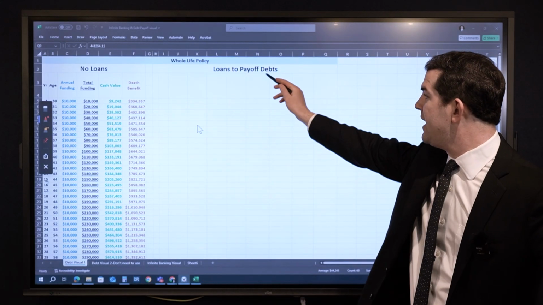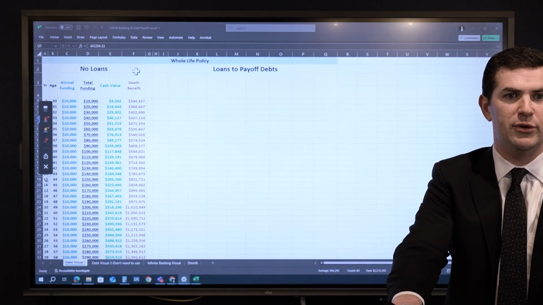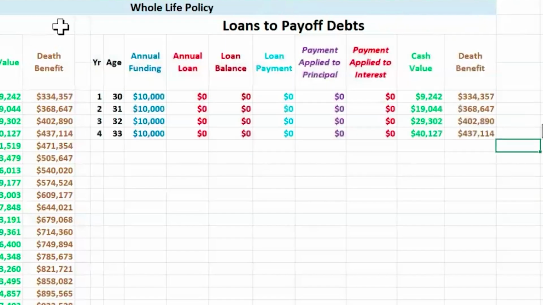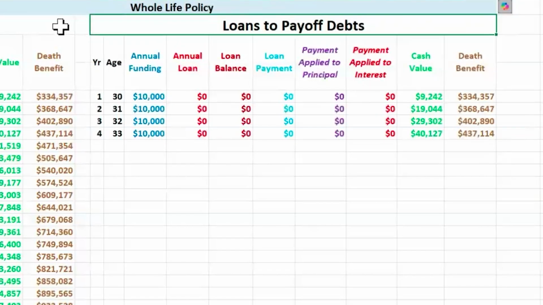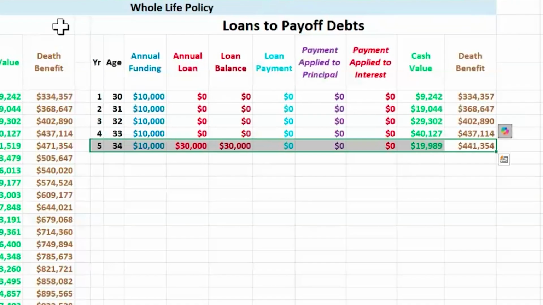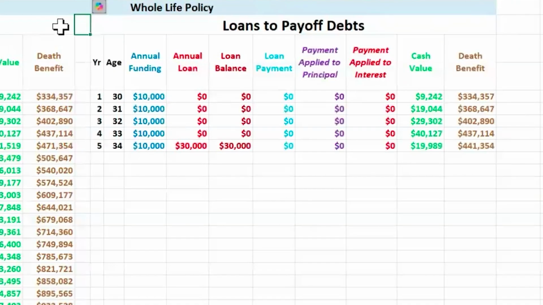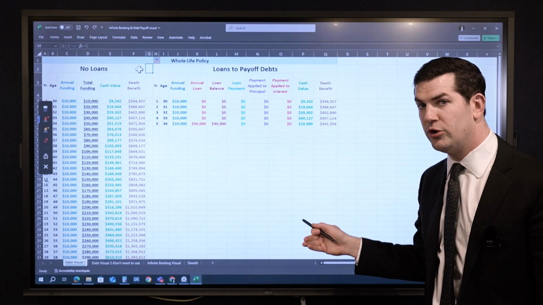So what we're going to look at next is taking policy loans. Here we go. So what you'll see here is the exact same policy. Everything is identical. Notice by the 4th year, your cash value and death benefit is the same in both illustrations. Okay, the difference is we're going to take that $30,000 loan. What you'll notice is you have a $30,000 loan balance now. The first year, we make no payment at all in this particular example. We can, but we're not going to do that.